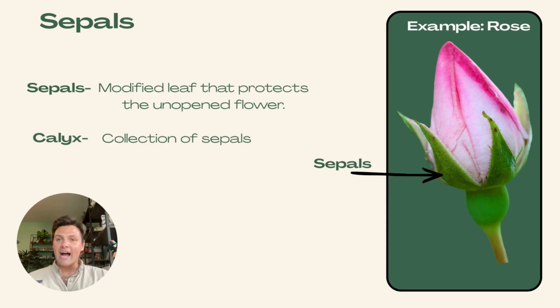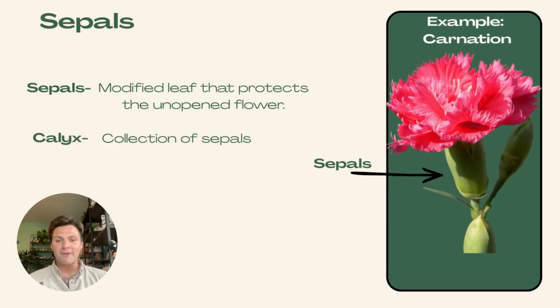A good way I remember sepals is by thinking of carnation flowers because the calyx, or that collection of sepals, is very prominent in carnation flowers. It's almost like a green vase leading up to the petals.